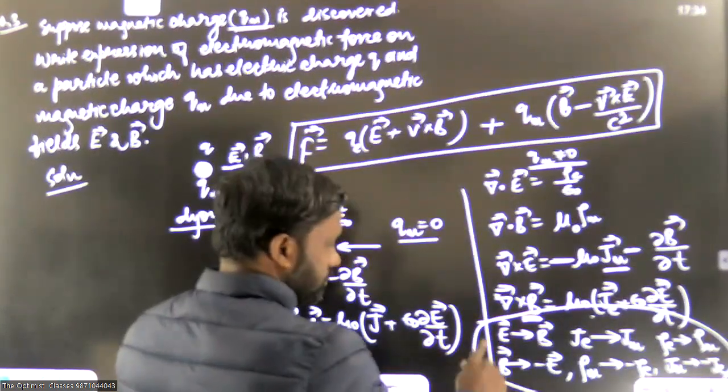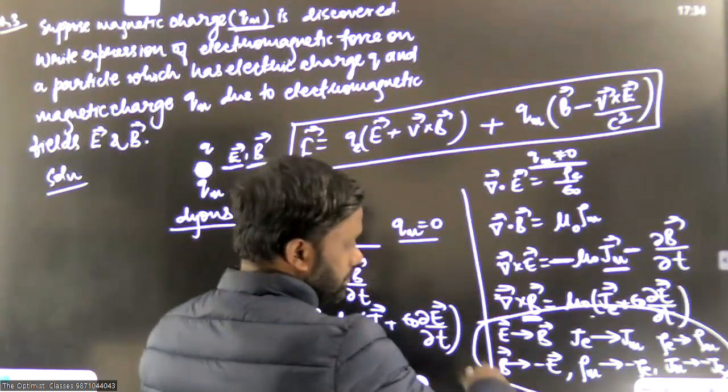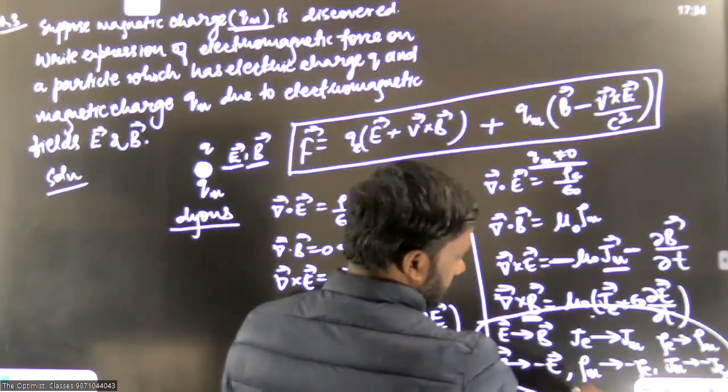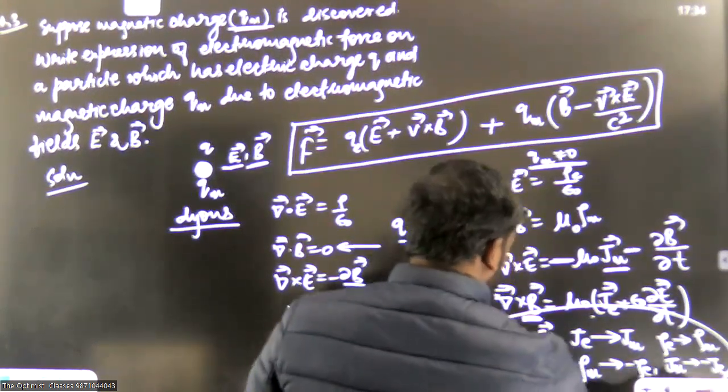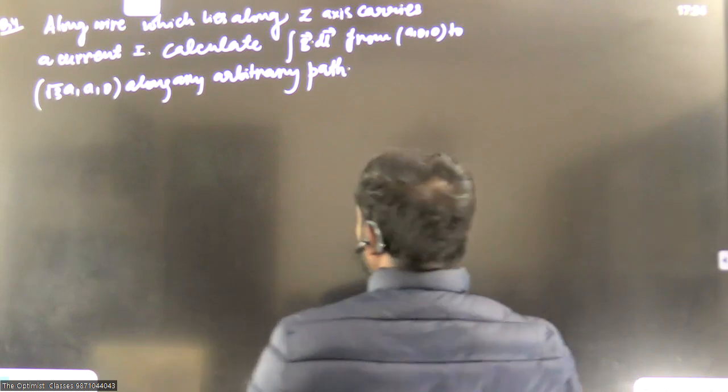But if you do reverse transformation, B, then you have to replace B by minus E, or rho M by minus rho E, or JM by minus JE. Okay. So let's move to another question.